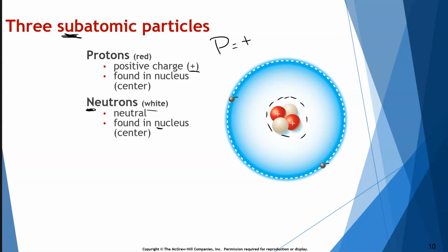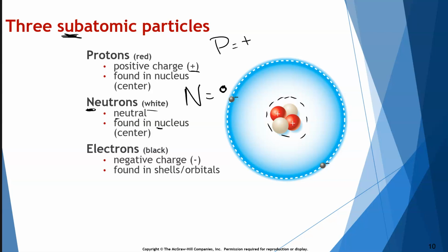Also in the center of the atom, you have a neutron. Most of the time we draw that as being white. A neutron has a neutral charge. So when we talk about a neutral charge, sometimes we'll just draw this little O or this little circle. That means neutral. So that little O is going to represent neutral. That is also going to be found in the nucleus of the atom.